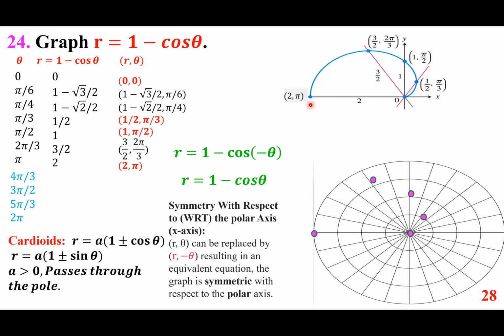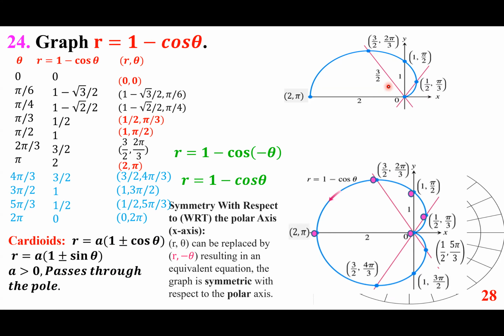Or you can pick numbers, for example, 4 pi over 3. Cosine of 4 pi over 3 is negative 1 half. 1 minus negative 1 half makes it 3 halves. 3 pi over 2 makes it 0, so 1 minus 0 is 1. 5 pi over 3: remember, in the fourth quadrant it's the same as pi over 3, and it's positive, so 1 minus positive 1 half makes it 1 half. And 2 pi gives you positive 1, and 1 minus 1 is 0. So you can graph them like those, or like I said, just use the fact that they are symmetric. It makes it just as easy.